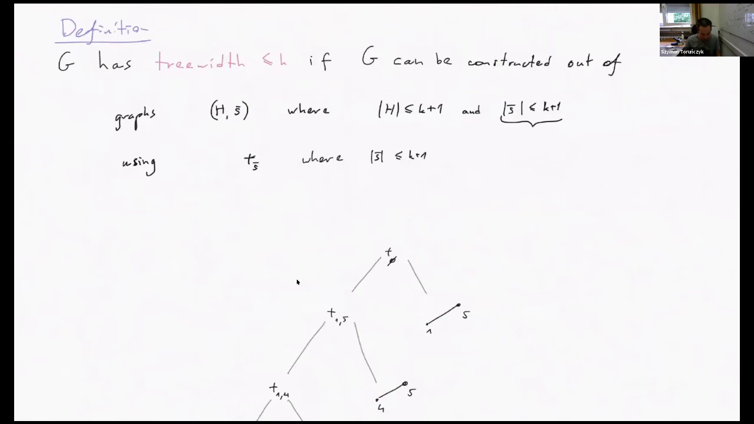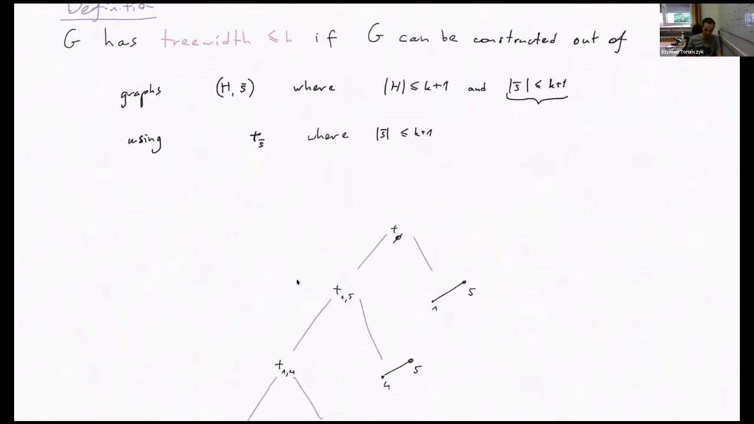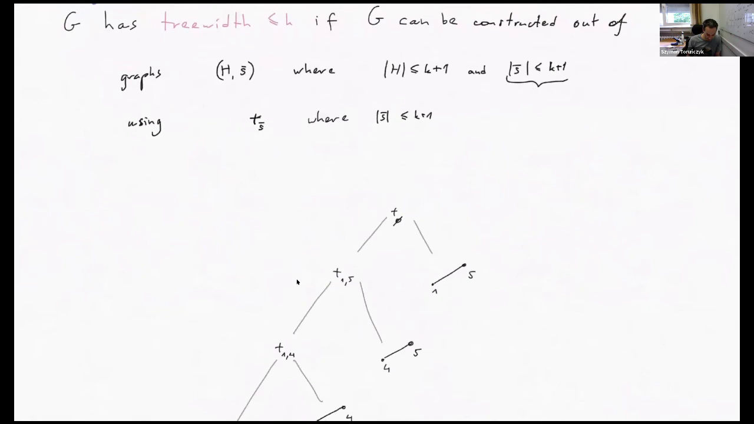And you also use this operation of the amalgamated union, where you amalgamate two graphs, each having at most k plus one vertices distinguished. You amalgamate at most k plus one of those vertices, so you identify a subset of those k plus one vertices from the left with a subset of those k plus one vertices to the right.